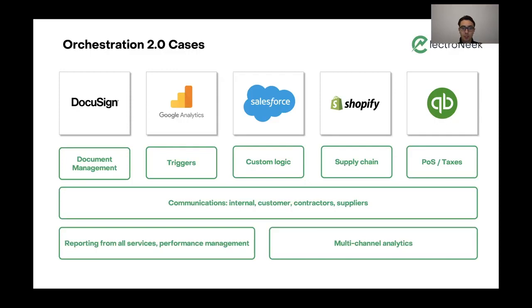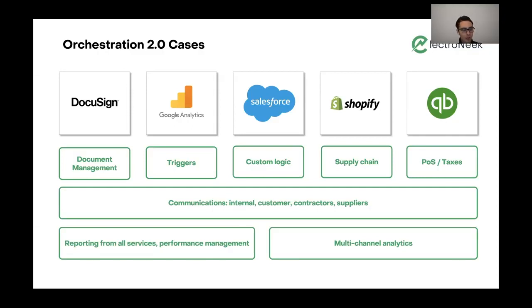So custom logic and IT boundary and SaaS boundaries, that's what essentially limits the number of cases you can automate with SaaS automation. But with RPA, with ElectroNeek, that number of cases expands dramatically. So let me talk through a few of them.